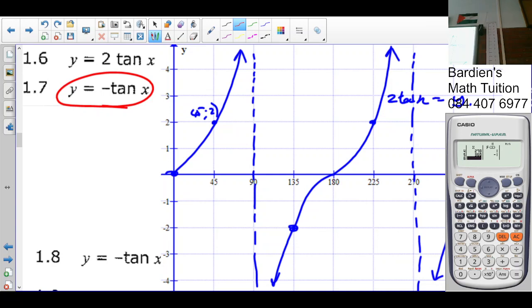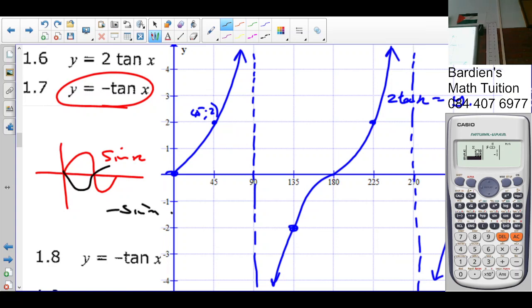Y is equal to, so what's going to happen if there's a negative in front of tan? It's going to be reflected in the x-axis. Remember the sine, this is the sin x graph. So if it's y is equal to negative sin x, what happens to the graph? It goes down then up. Same size. Can you see that? So that part becomes that bottom part. So it's reflected in the x-axis. And if something is reflected in the x-axis, what happens? All the y values become negative. So the negative becomes positive and the positive becomes negative.